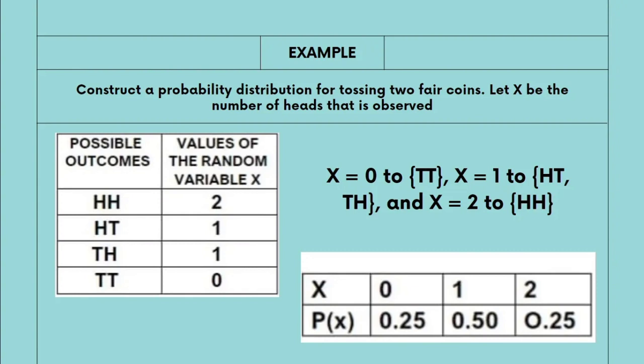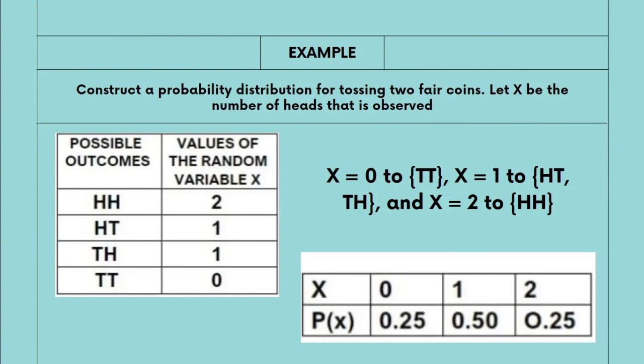For example, construct a probability distribution for tossing two fair coins. Let x be the number of heads that is observed. So when two coins were tossed, we obtain four outcomes as you can see on our table, which are head-head, head-tail, tail-head, and tail-tail. Based on the situation, we must get the value of the random variable x, which is the number of heads. As we can see from the first table, the first possible outcome was 2 heads.